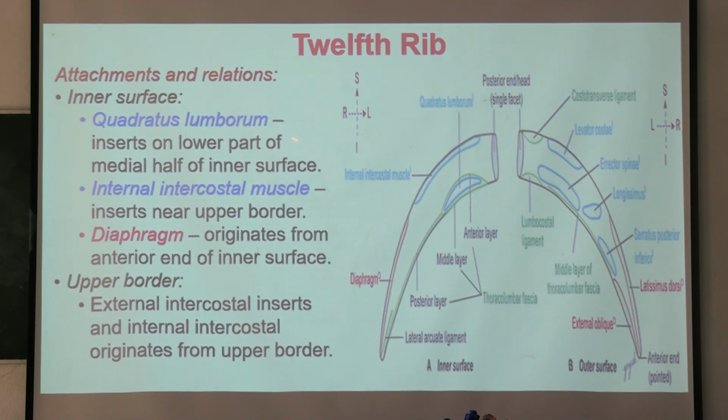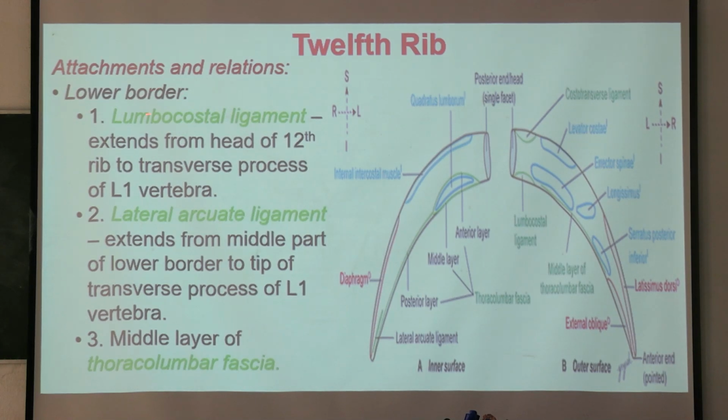On the inner surface, quadratus lumborum inserts on the lower part of the medial half of the inner surface. Internal intercostal muscle inserts near the upper border. Diaphragm originates from the anterior end of the inner surface. Here is the attachment of the diaphragm. On the upper border, external intercostal inserts and internal intercostal originates. Here the insertion of internal intercostal has been shown.